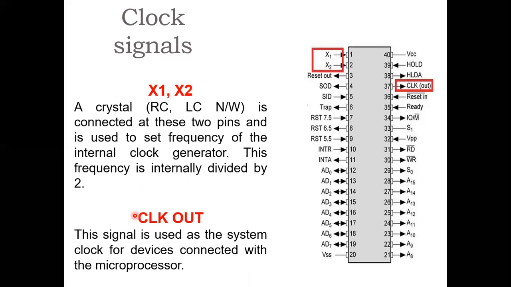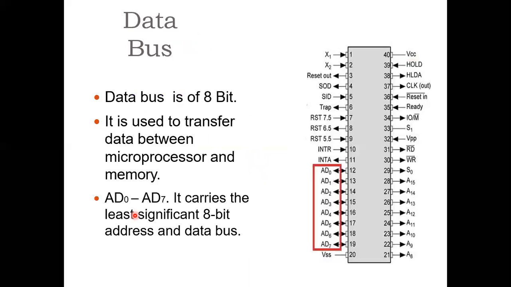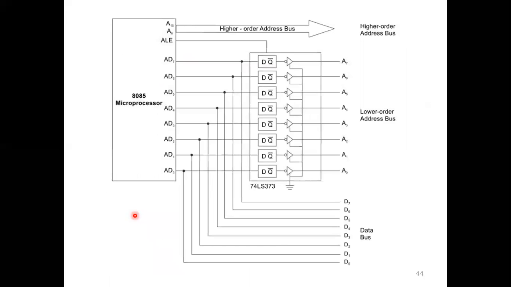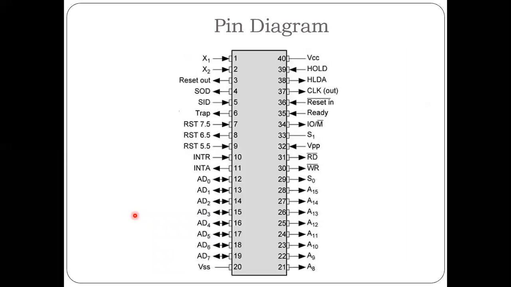Okay, these are the pin diagrams of the 8085. Let's see another revision of the 8085 pin diagram. It is a 40 pin package. It has the higher order address from pins 21 to 28, and the lower order address and data bus from pins 12 to 19.